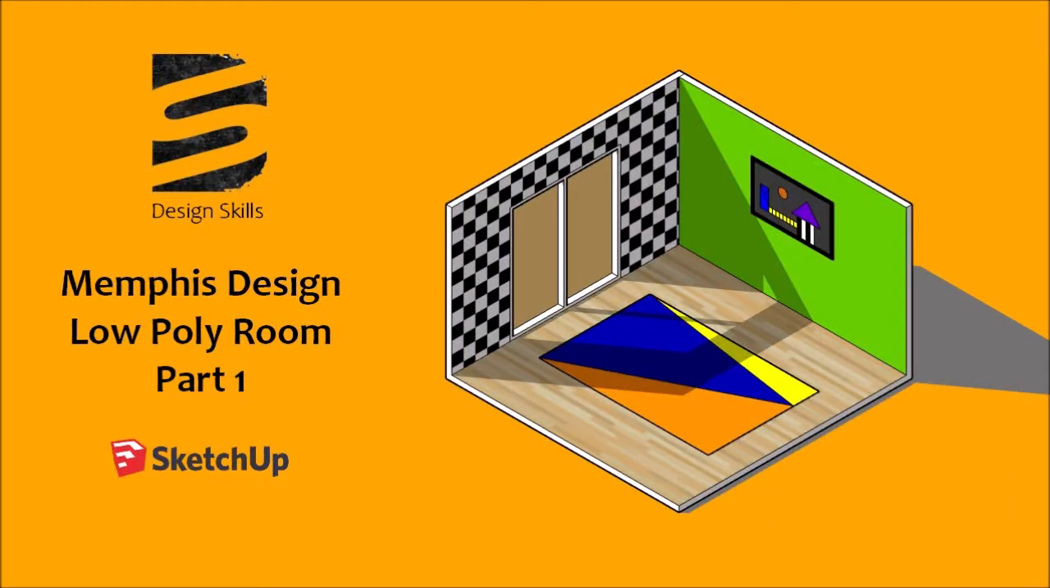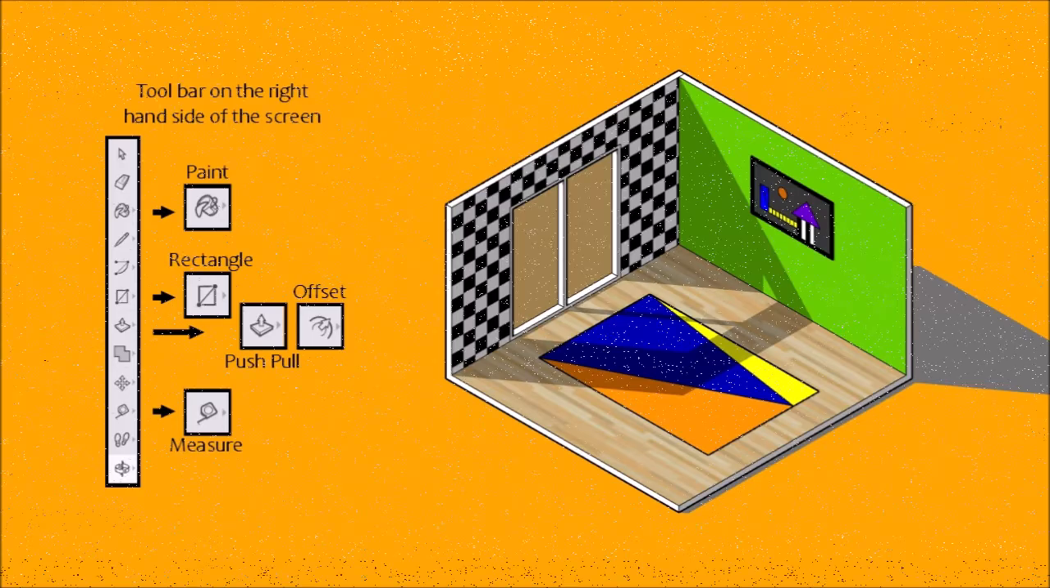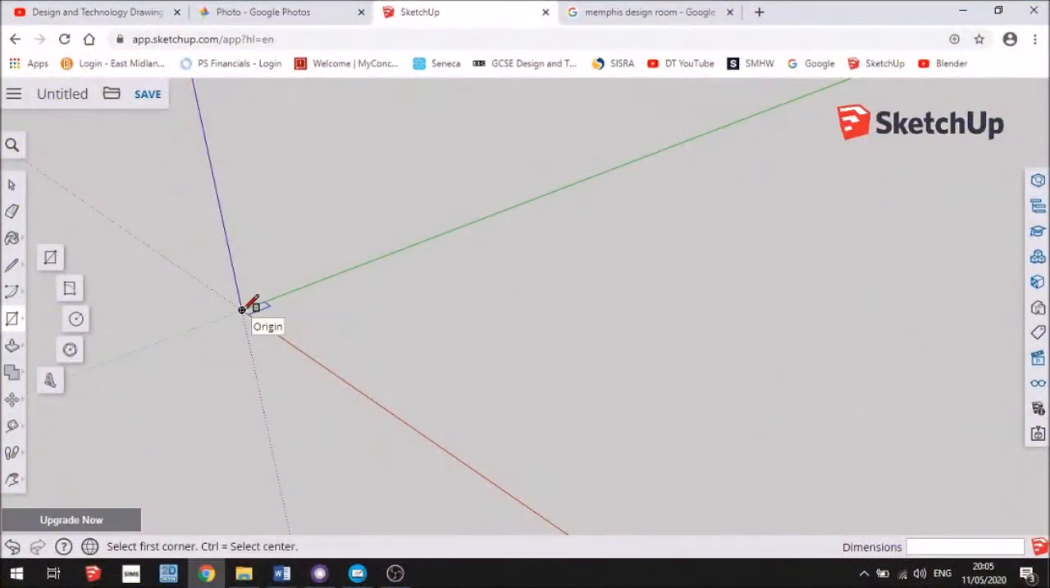We're looking at producing a Memphis Design room in SketchUp, the online version. The room is based on some of the low poly rooms I've seen produced in other 3D design packages. These are the tools that we're going to use today to create the room. Additionally, I'll also use some measurements which will appear in the bottom right hand corner.